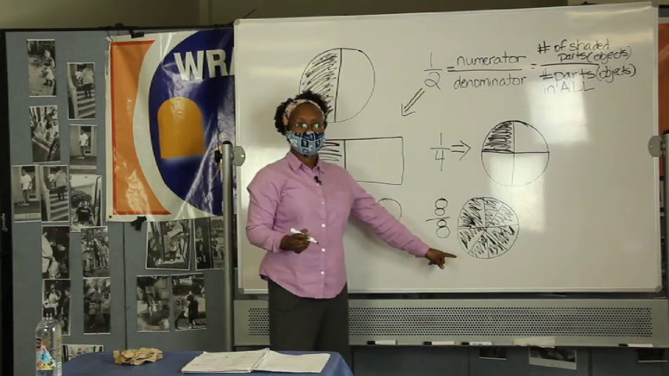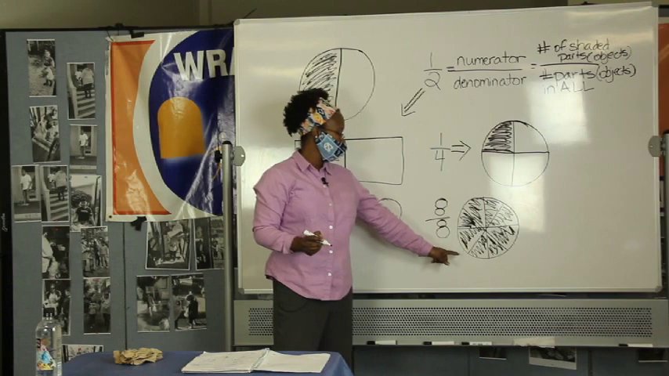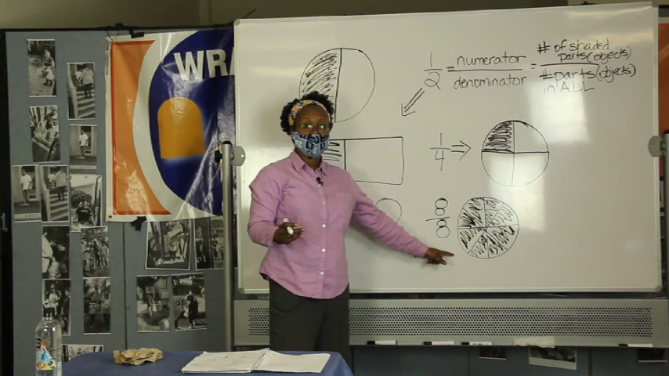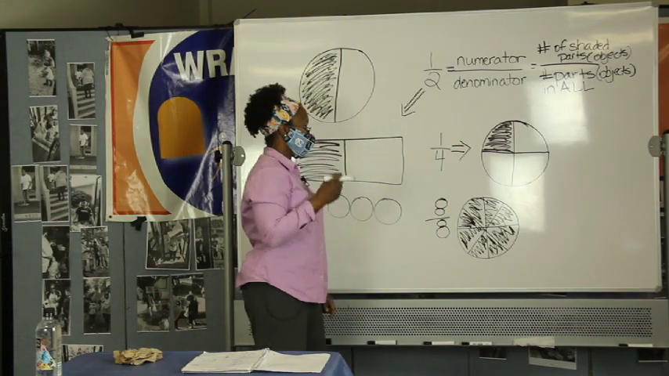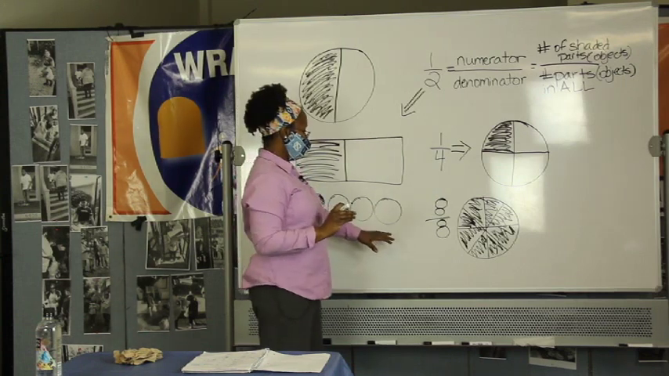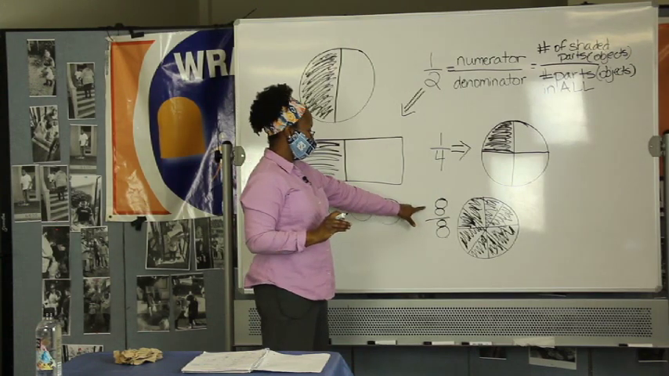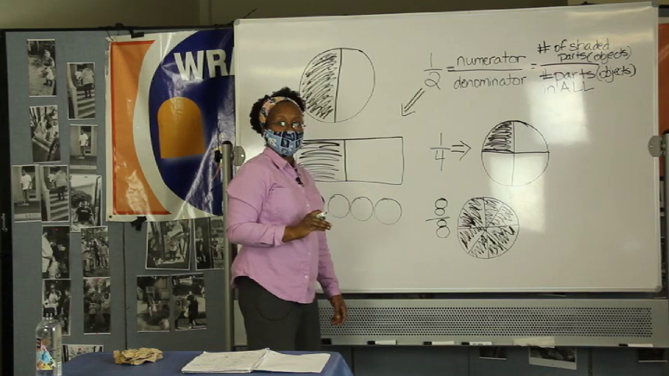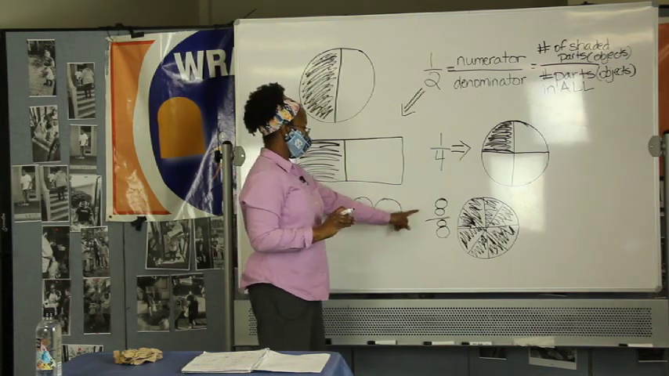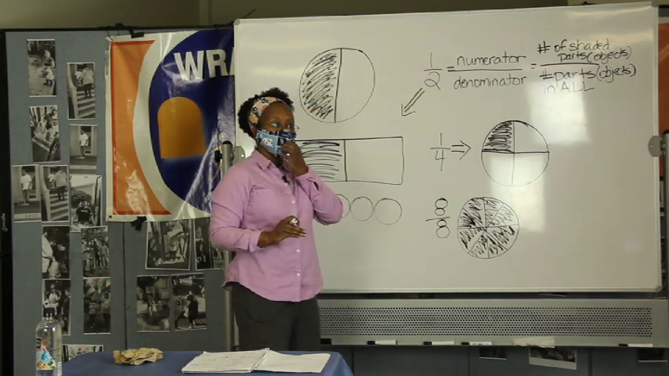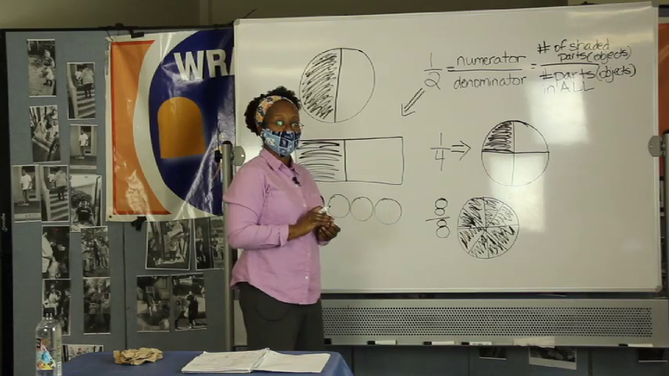That's the whole object, isn't it? If this was a pizza, that's the whole pizza. So think of it as a pizza. If you have 8 of the 8 slices, you have the whole pizza. So when the top and the bottom number are the same, it's one whole, okay?